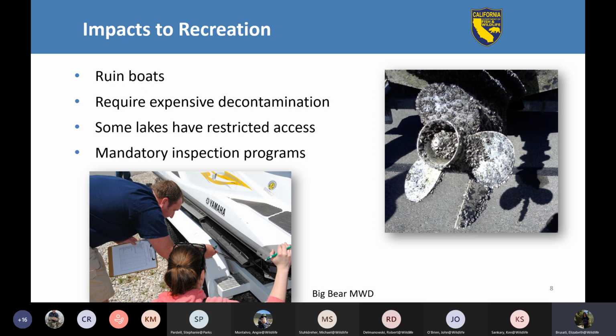They also have some serious impacts to recreation. They can ruin boats if they get onto propellers or they get into the internal systems, very seriously damaging to boats. They can require expensive decontamination. That can be expensive either for the boat owner or for the lake manager who has to do the decontamination. Some lakes have restricted access when they've become infested by mussels in order to prevent their spread elsewhere. And many lakes now have mandatory inspection programs, which of course are important for prevention, but also are costly.